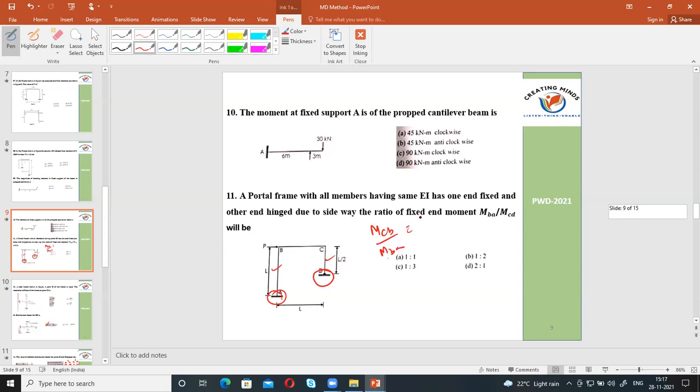You have calculated it, L by 2 square divided by L square.